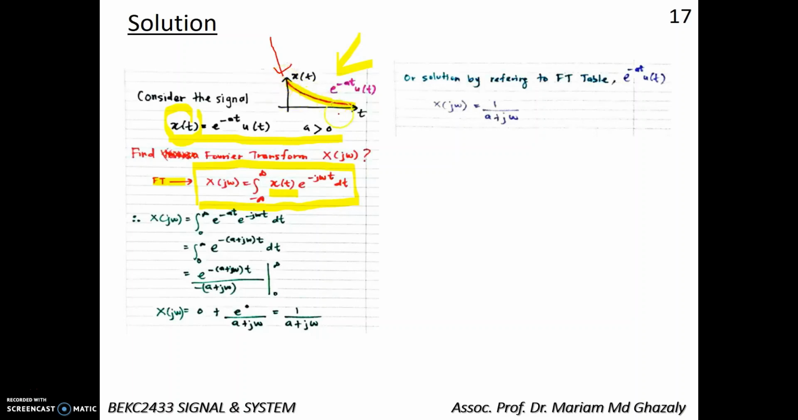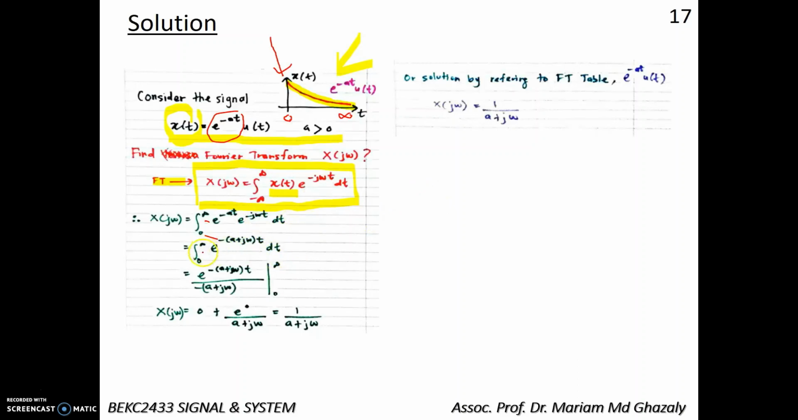For the integration part, you need to refer to this graph. What you see here is that the graph is given by a more than 0. So a more than 0 means that the signal will start from 0 until infinity. That's why you have the integration from 0 until infinity here. Then the value for x(t) is this signal itself, given by e^(-at), multiplied by the general equation e^(-jωt) dt, right?